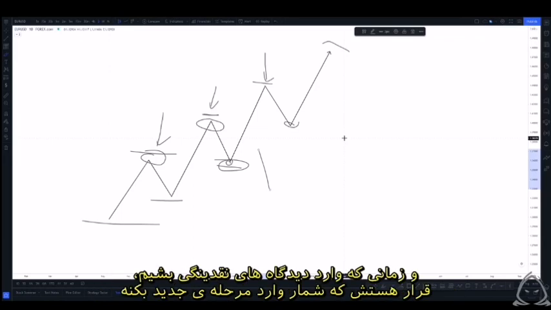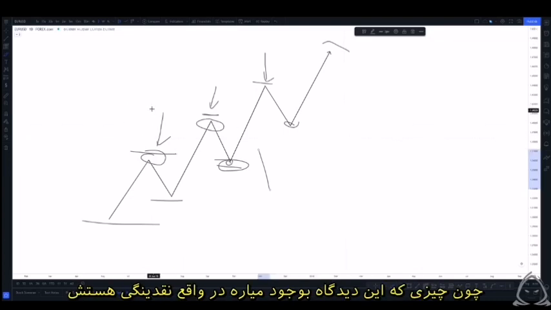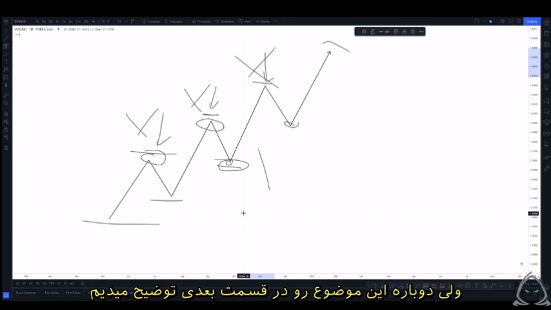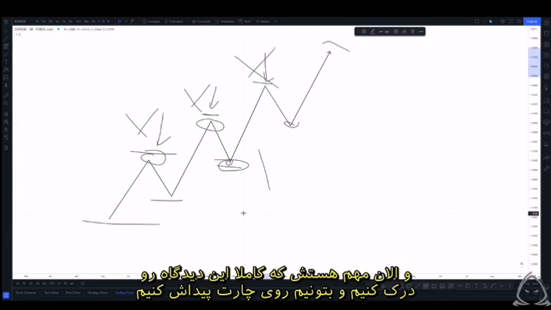And then once we dive into liquidity concepts, it's going to take that to a whole other level, because what this concept is really bringing into play now is liquidity, why price is moving to the areas that it is moving into. But again, we'll discuss that in the next section. And it's important right now to fully understand this concept and be able to identify it on your charts.